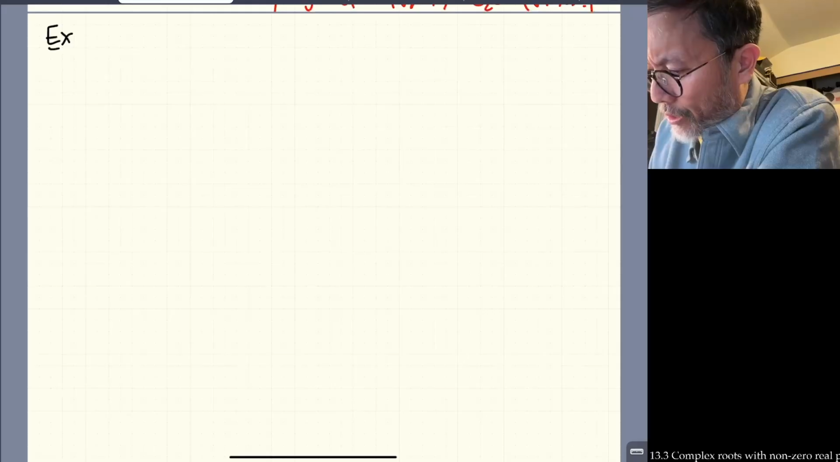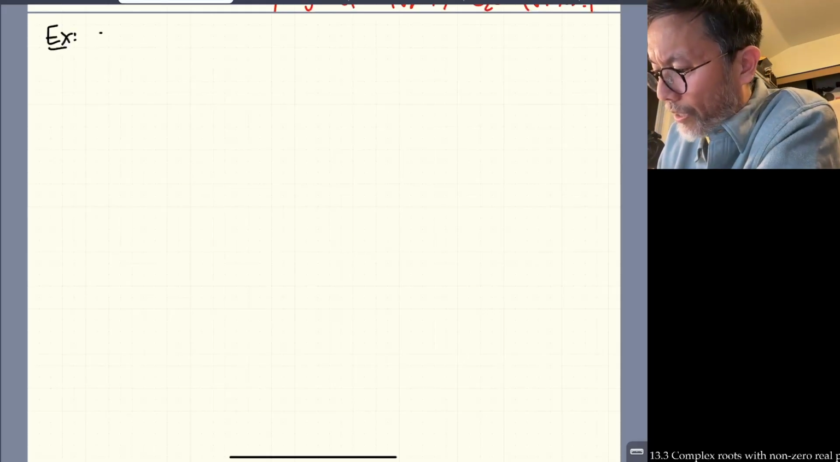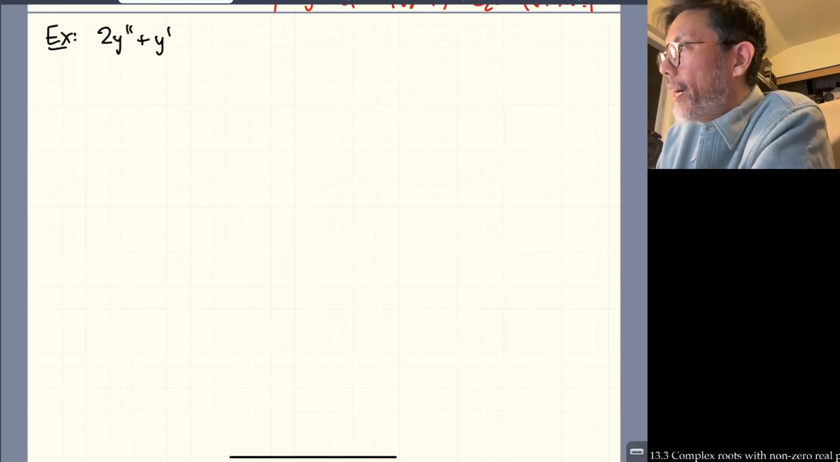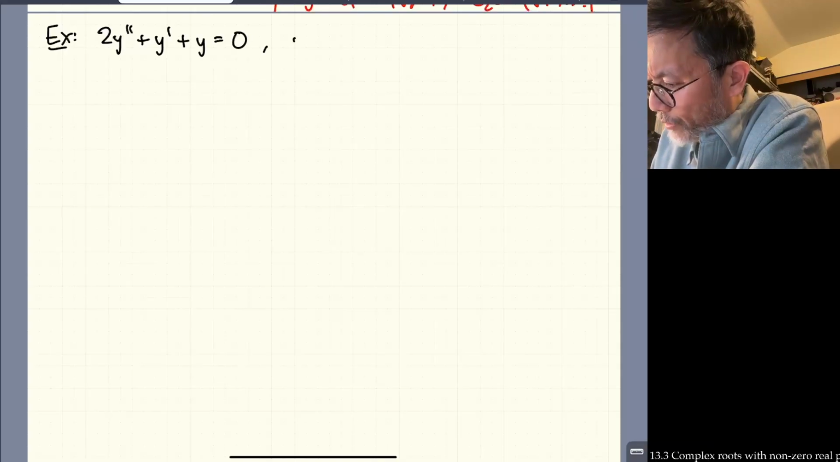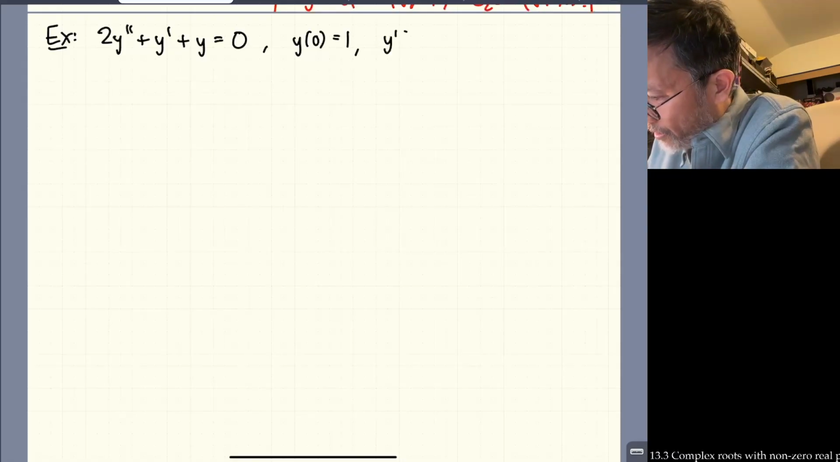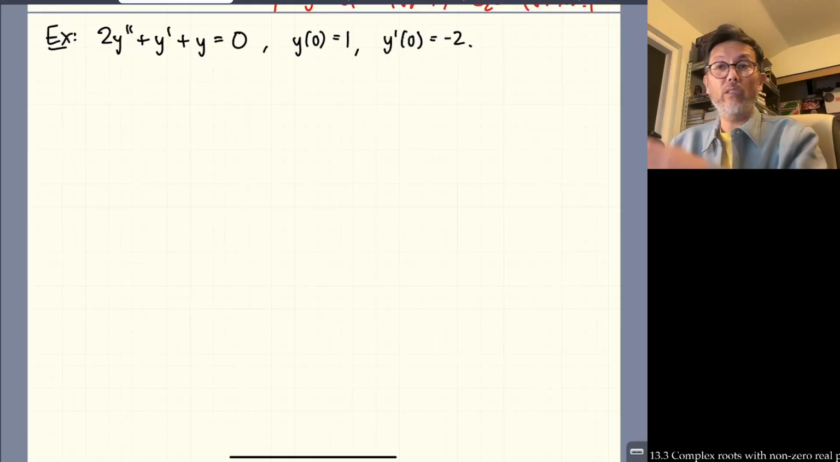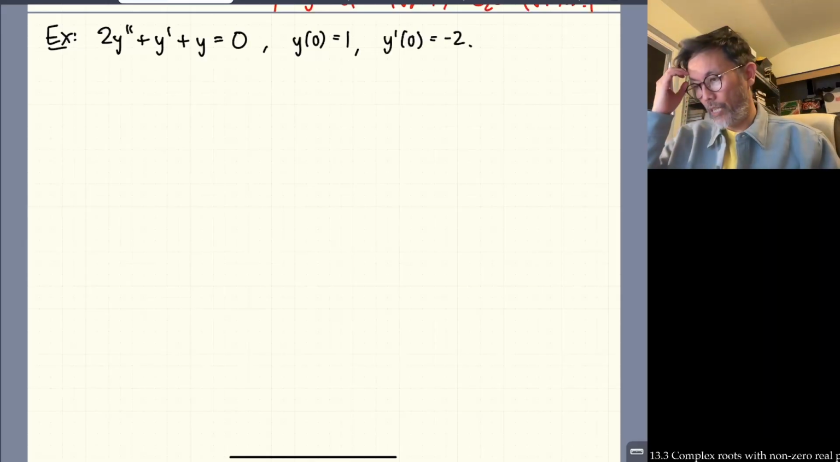So the example that I want to do is the following initial value problem. I'm grabbing this straight from the book. We have 2y double prime plus y prime plus y equals 0, and we have the initial values y of 0 equal to 1 and y prime of 0 equal to negative 2. Now, the general approach to solving an initial value problem like this is to first solve the differential equation and then use the initial conditions to figure out the unknown constants. Okay, so that's what we're going to do.